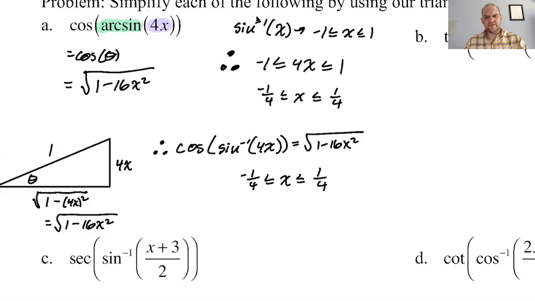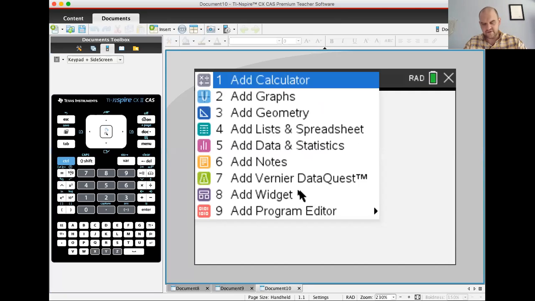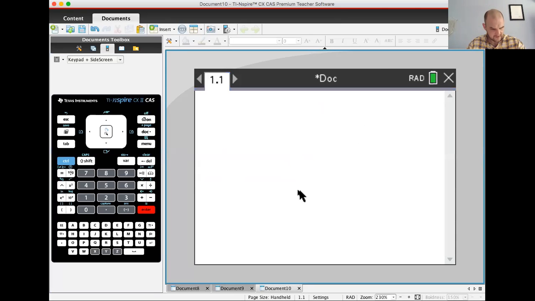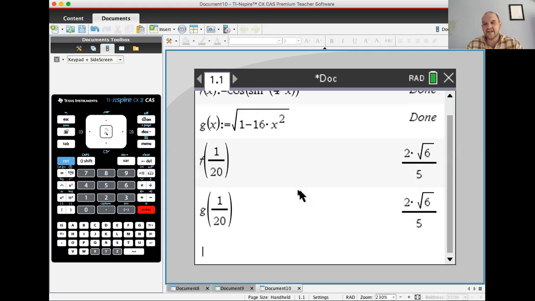I'm going to go to the calculator to show that, because I don't want to do any of those by hand. So let's see. A new document and a calculator. I'm going to say f of x is the cosine of the arcsine of 4x, right? And g of x is the square root of 1 minus 16x squared. So we have these things. If I do f of 1 over 20, I get that. If I do g of 1 over 20, it's exactly equivalent.